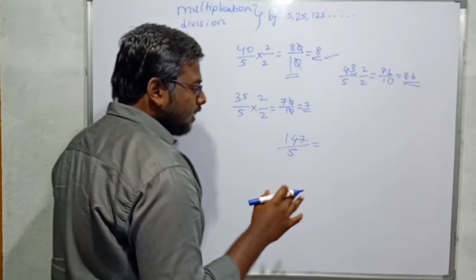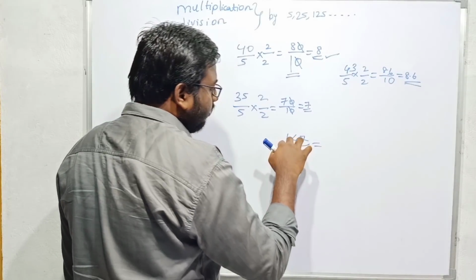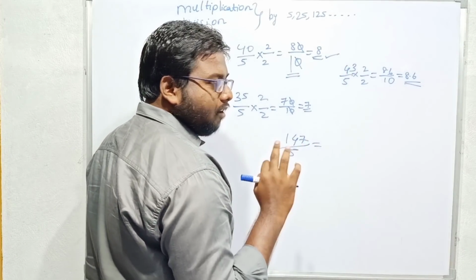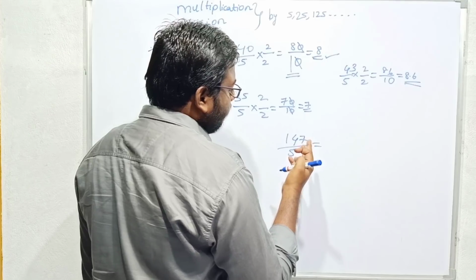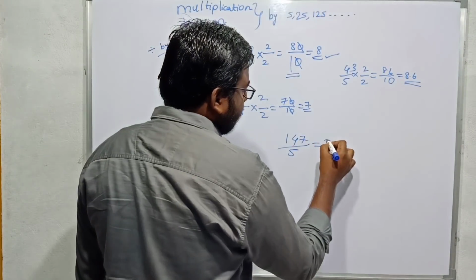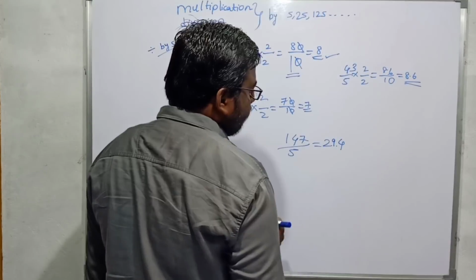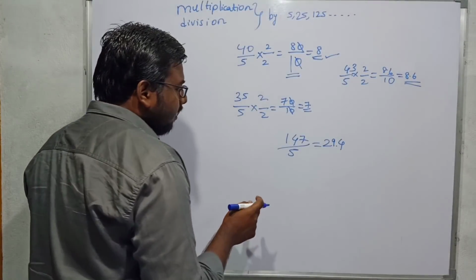What you have to do means you can calculate without touching the pen also. 147 into 2 we want. 14 into 2 is 28 plus 14. This is nothing but 294. This is 29.4. You can calculate in this way also.